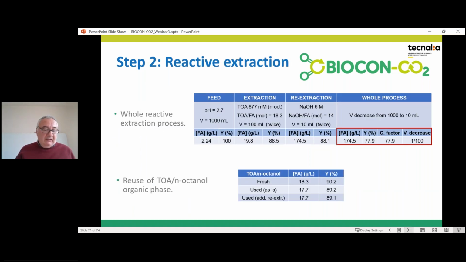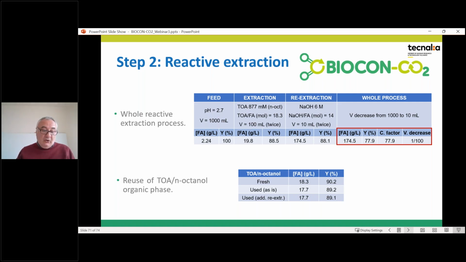Extractions of formic acid were carried out using tri-n-octylamine, TOA, as extractant in n-octanol as diluent, and a final re-extraction with sodium hydroxide was carried out. In the final optimized process, you can see it in the table, both the extraction and the re-extraction processes were performed in 2 times, under the conditions shown in the table.